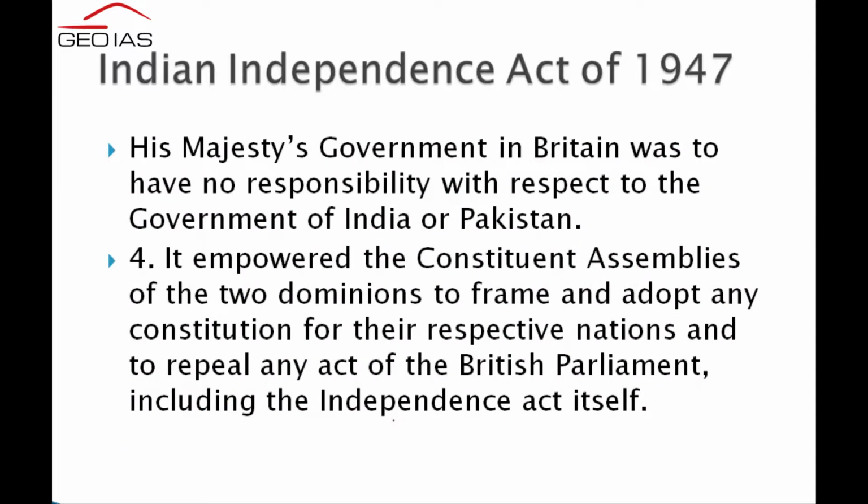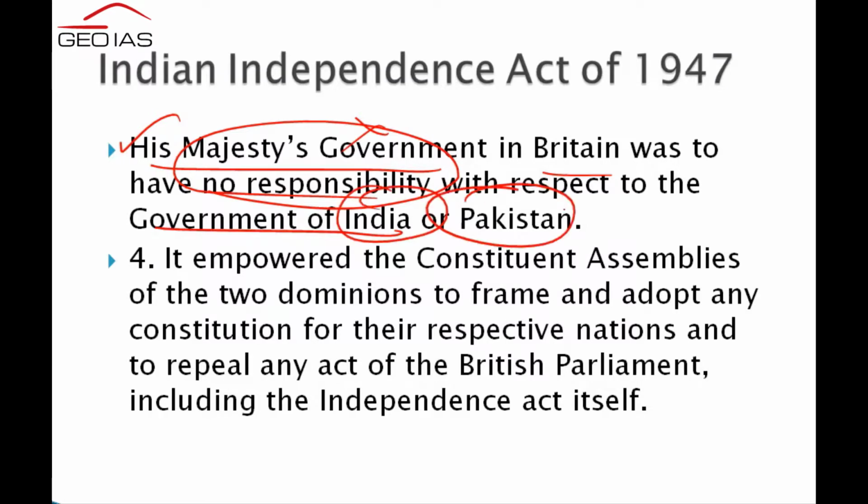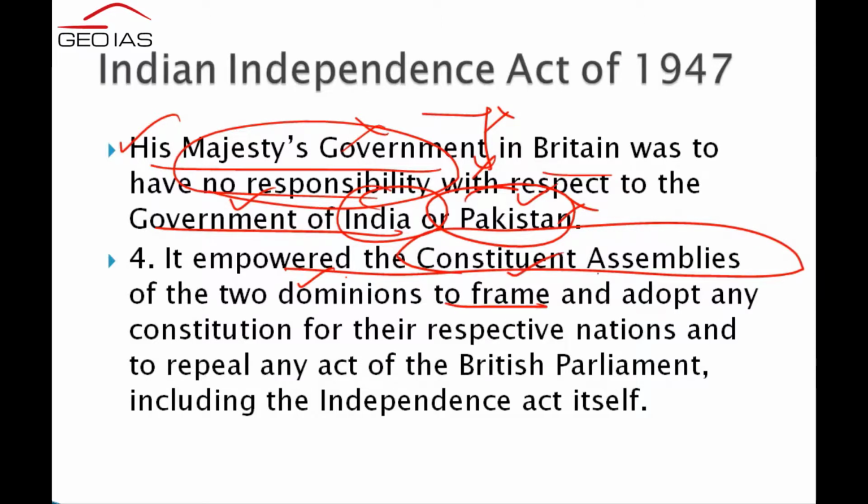His Majesty's government in Britain would have no responsibility over the governments of India and Pakistan. It empowered the constituent assemblies of the two dominions, that is, the two countries, to frame and adopt their own constitutions for their respective nations, and they could repeal any act of the British Parliament, from 1773 to 1947.